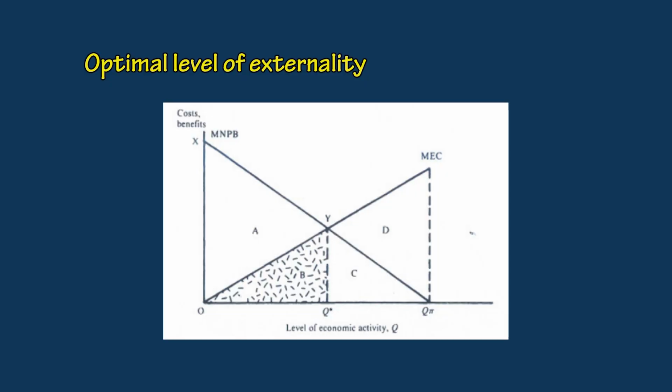Let us look at this diagram. In this diagram, we have two curves. One is the MNPV curve, which is the marginal net private benefit curve, and it is downward sloping. On the other hand, we have an upward rising MEC curve, which is the marginal external cost curve. On the horizontal axis, we are measuring the level of economic activity, and the vertical axis measures the costs and benefits associated with such economic activity.